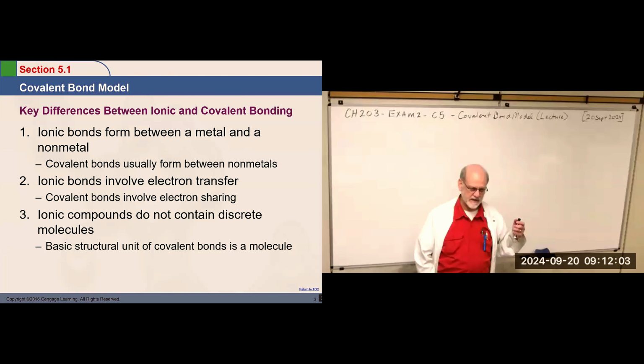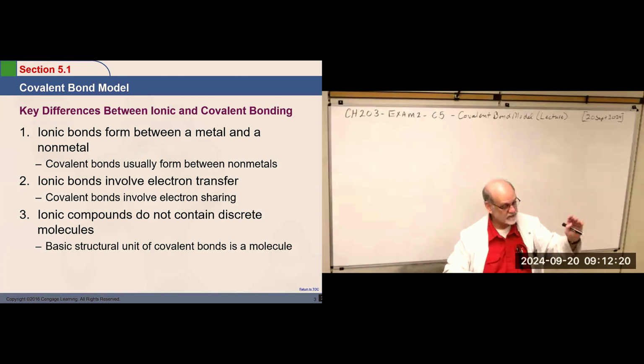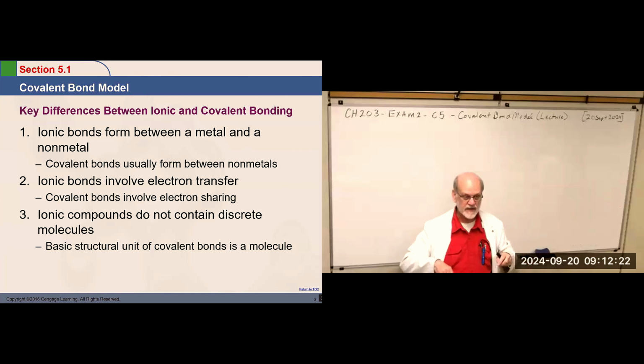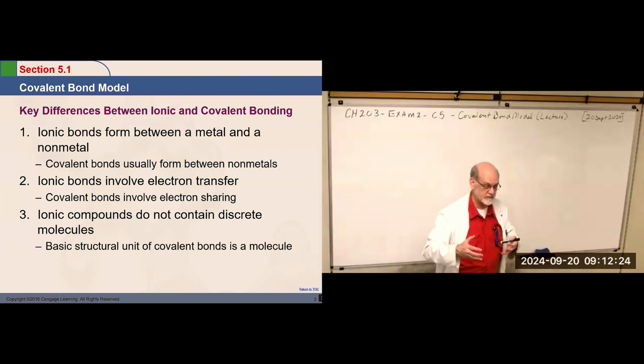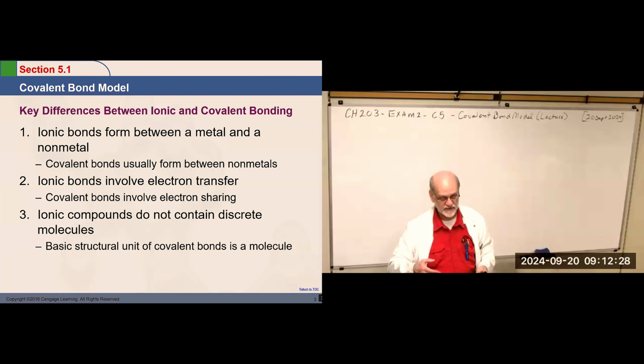So what that means is that the two atoms involved in the bond, if they're in an ionic relationship, one of them has a stronger attraction for electrons than the other. And with covalent bonds, they're all on the right-hand side, the nonmetals. So they have similar attractiveness to electrons. So their compromise is to share.